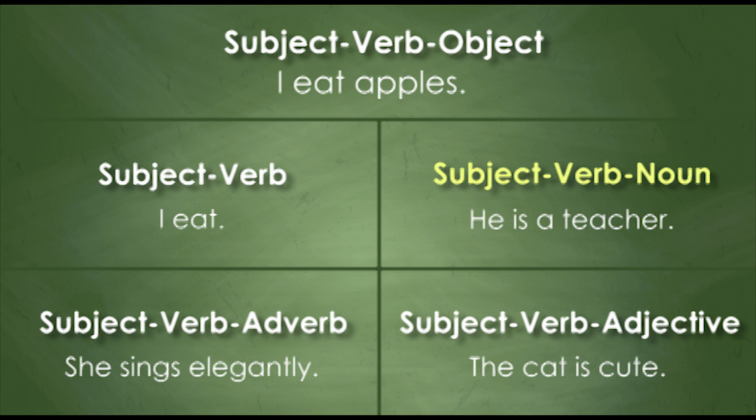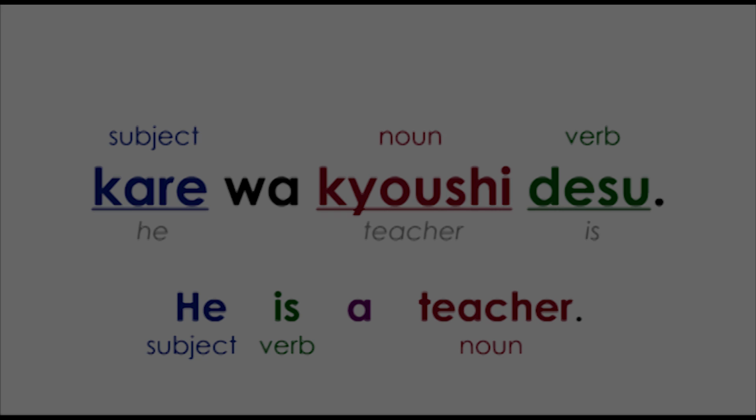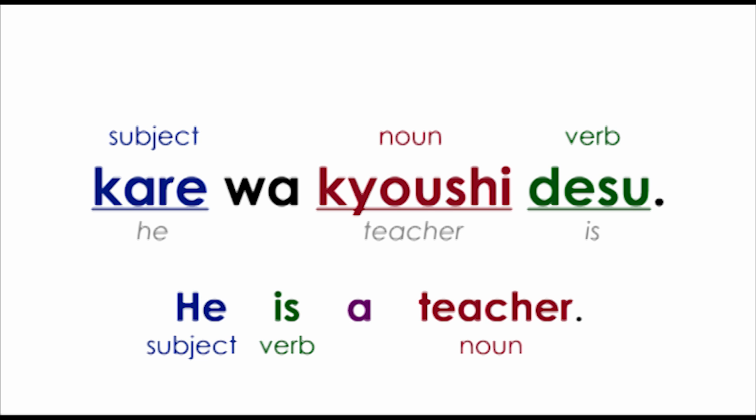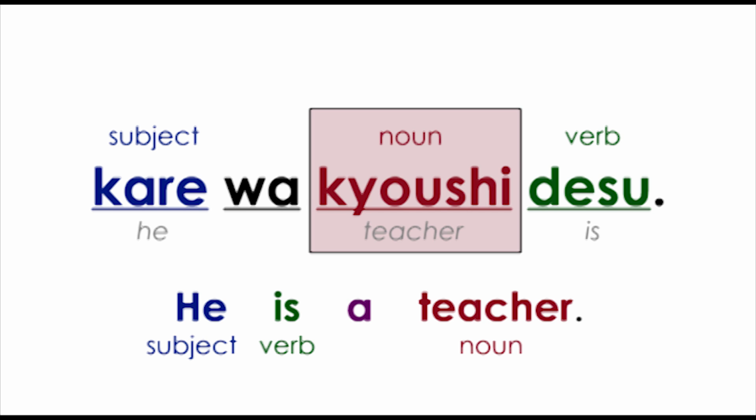Next, we have a subject-verb-noun sentence. For example, he is a teacher. Let's look at an example. 彼は教師です. He is a teacher. Once again, we see that there isn't an object in this sentence. Instead, we have a noun. Notice that in the Japanese sentence, the noun is placed in between the subject and the verb, while in the English sentence, the noun goes at the end. This is most often the case in a subject-verb-noun structure.